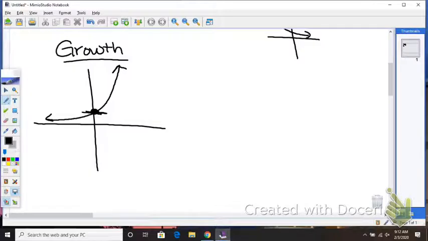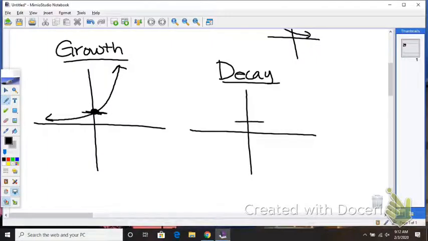A decay looks like this. It starts going down and then it kind of fizzles out. The unshifted graph will never get to the x-axis. It gets really close, but it never gets there. Now, when we shift it, that's different, but the unshifted graph will never get there.